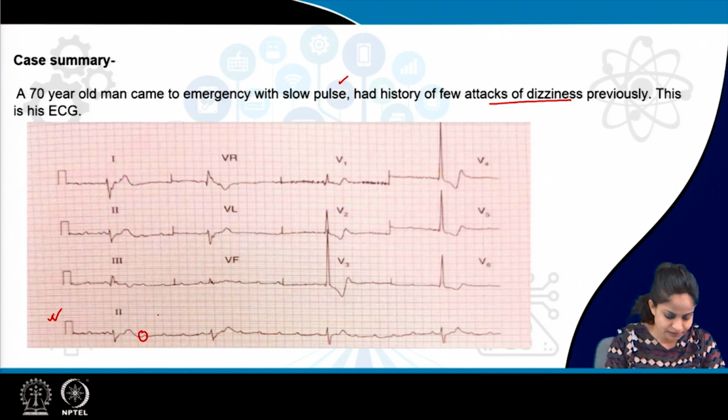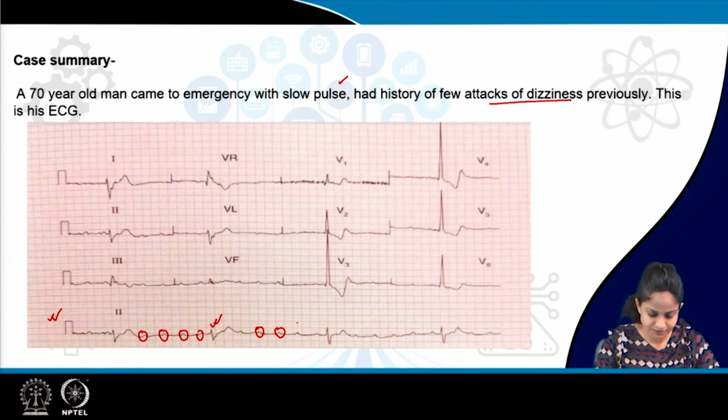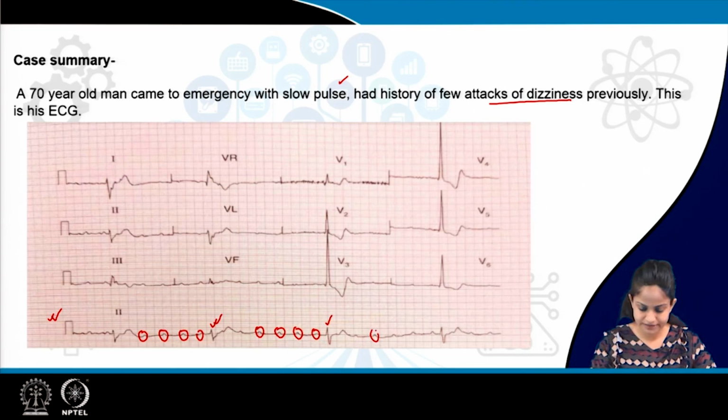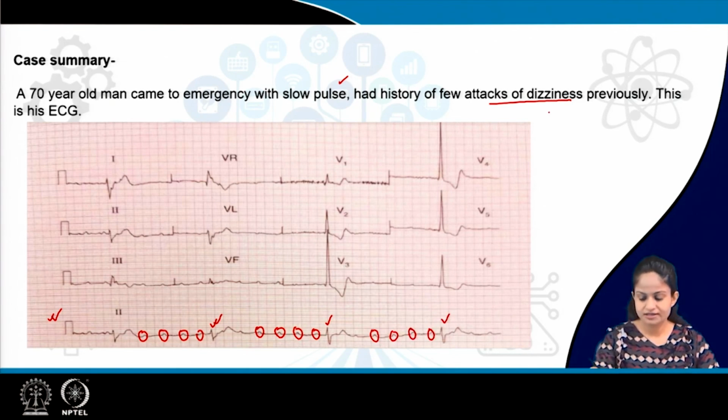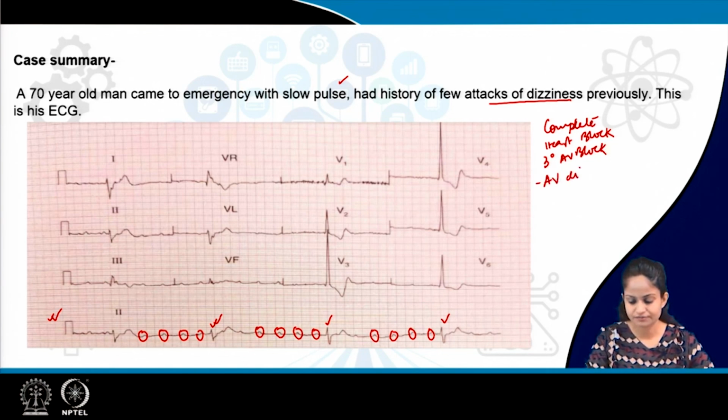We can see this is a P wave, this is a P wave, this is a P wave, and this is the R wave. Again we can see P wave, P wave, P wave, and this is the R wave. Same again: P wave, P wave, P wave, and this is the R wave. So this ECG is of complete heart block or third degree AV block, where we can see there is an AV dissociation.